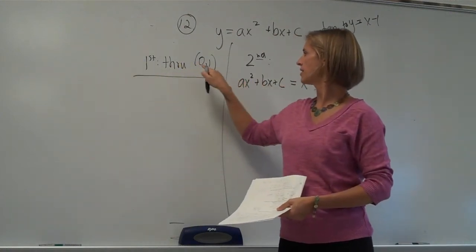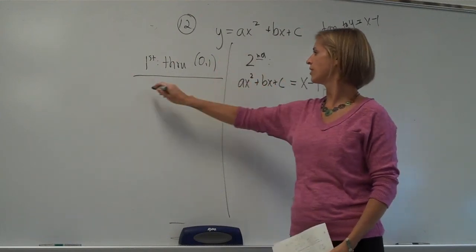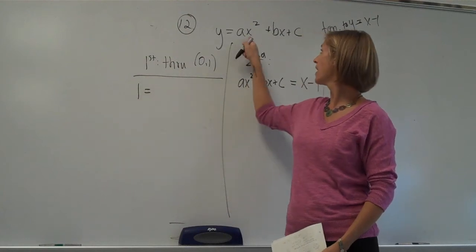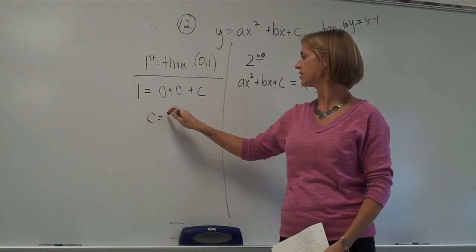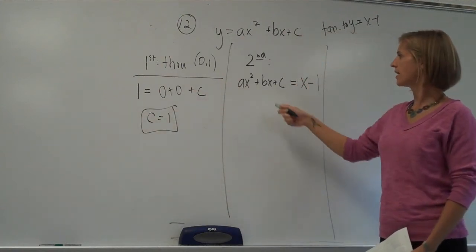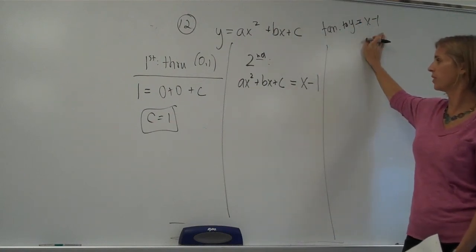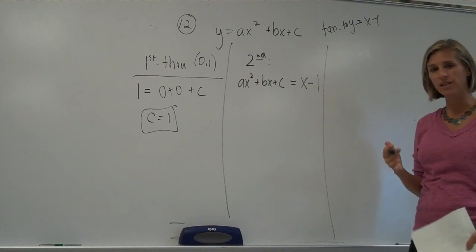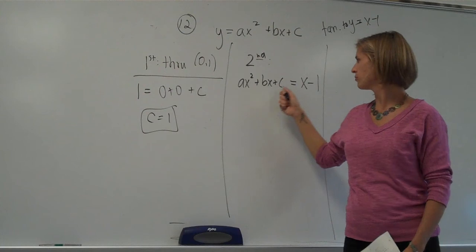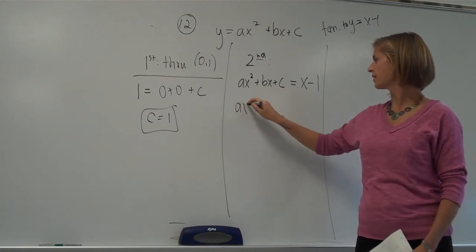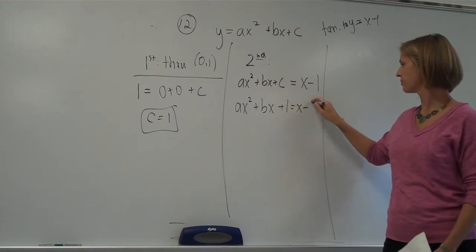So the first thing we know is the point 0, 1 is a solution here. I can plug that in for the y and the x. When y is 1, x is 0. So a times 0 and b times 0 and c, so now I know that c is 1. The second thing is, if this parabola has this tangent line, then they must share a point. So the parabola and the tangent line must be equal at some spot, and I'll be able to get some solution from that. So I will plug in 1 for c, and that'll give me ax squared plus bx plus 1 equals x minus 1.